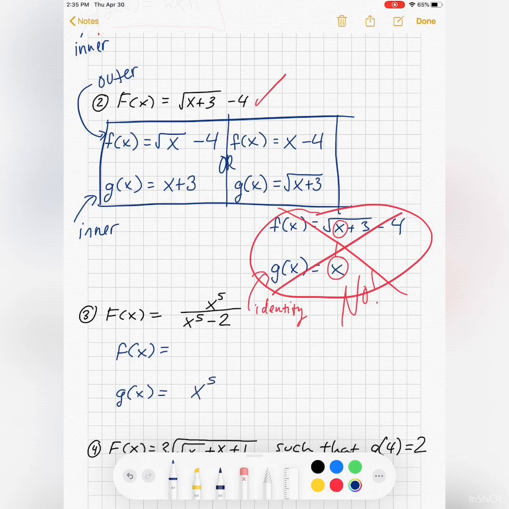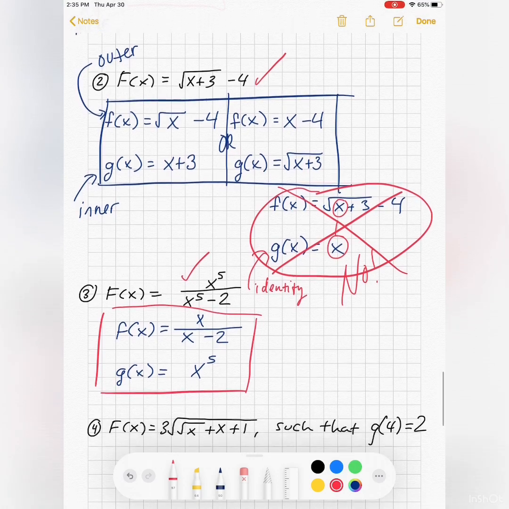So what if I try x to the 5th for the inner function? Then I'd have that quantity over that quantity minus 2. So if I calculated the composition, I'd plug this in here and here, and I'd have that. Looks good.